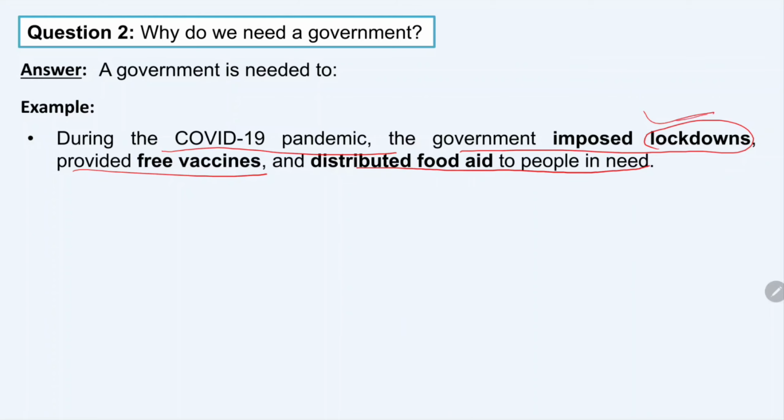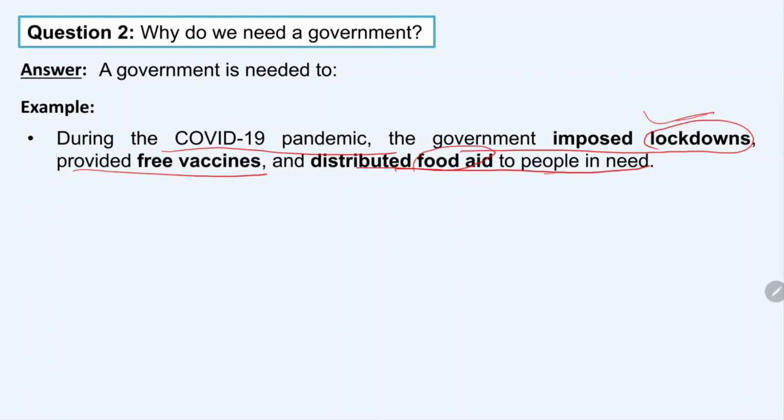See, it was necessary to impose lockdown, because at that time there was fear that if you touched every other person, then you would get COVID-19, isn't it? Coronavirus, which we used to say. So during lockdown, who were the people affected the most? The people who were doing business, and especially the poor people working on daily wages, the labor class, isn't it? So what the government did during that time was start distributing food aid to the people.